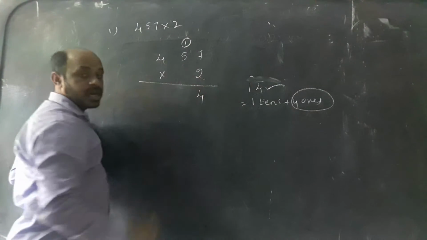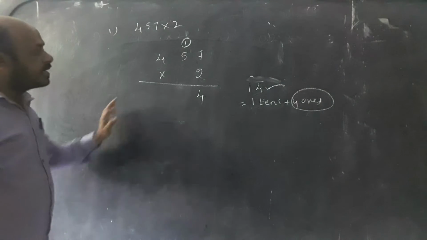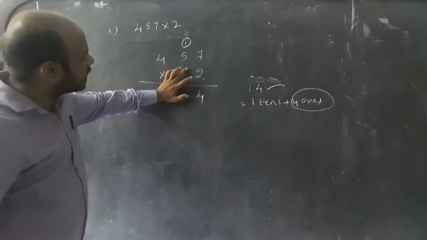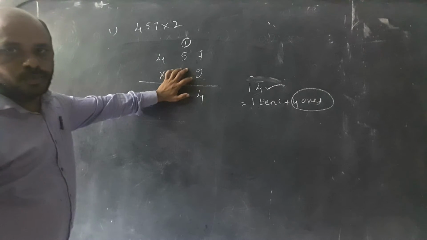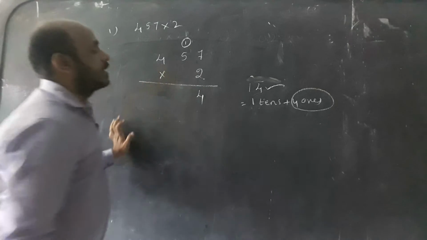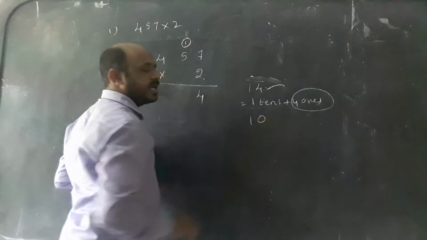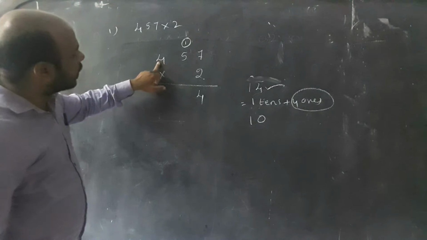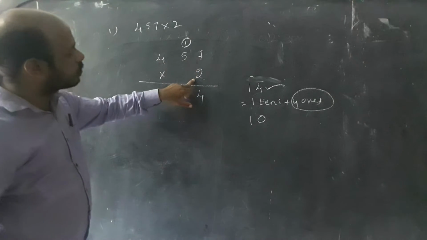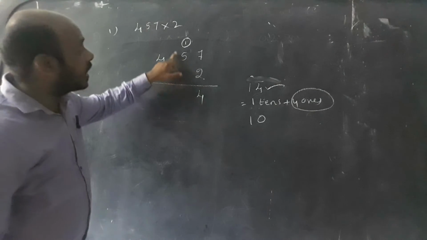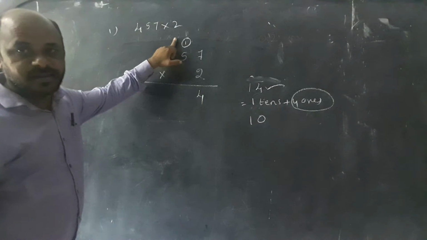Next, which place do we have to multiply? The tens place we have to multiply. What is the tens place? See here, 2. Okay, the tens place is 5. 2 5s are 10. We are multiplying 457 into 2, so we are multiplying 2 with the tens place. But here carry 1 is there.